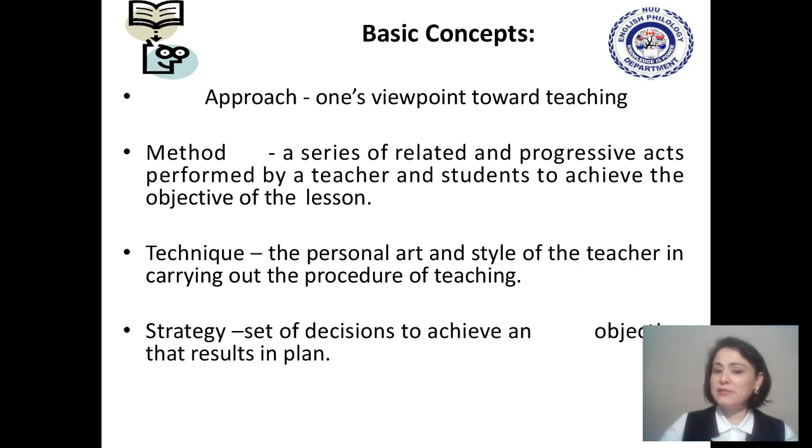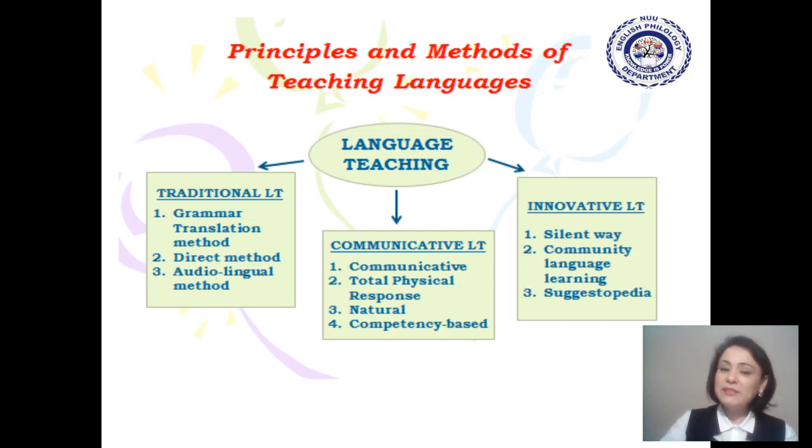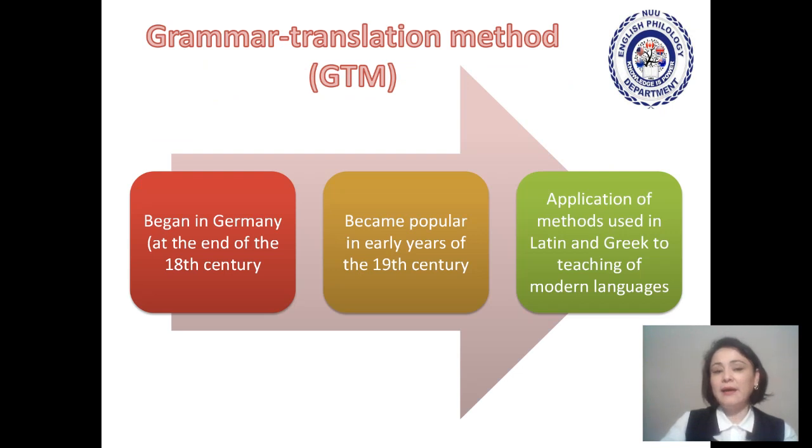Approach, it's one's viewpoint toward teaching. Technique, it's a personal art. And strategy, it's a result in plan. And method, it's a series of related and progressive acts performed by the teacher and students to achieve the objective of the lesson. We will discuss 5 methods, principles, characteristics, and other forms of the techniques to use this method. The first method is GTM, or grammar translation method.